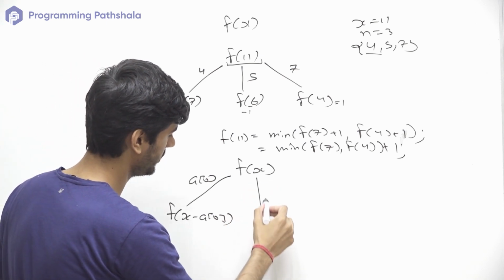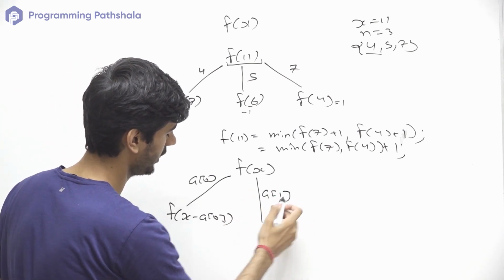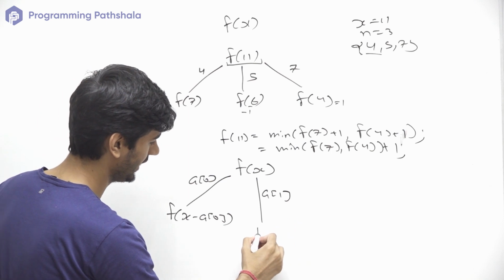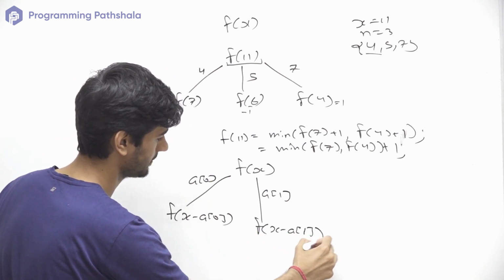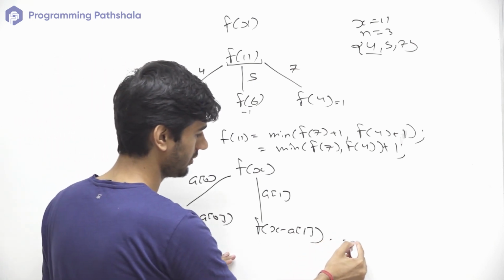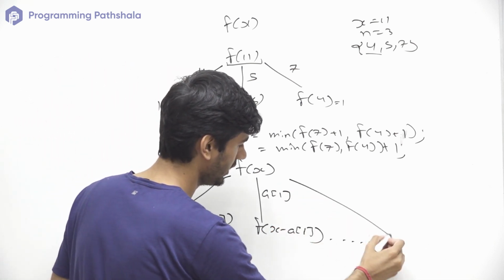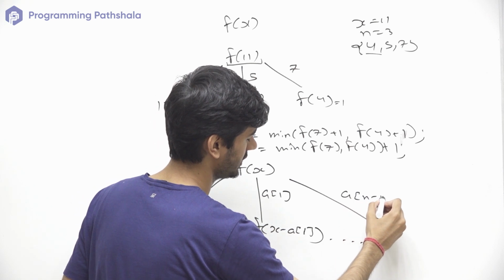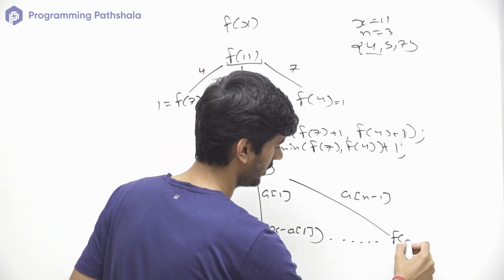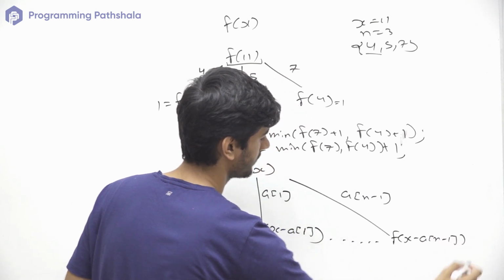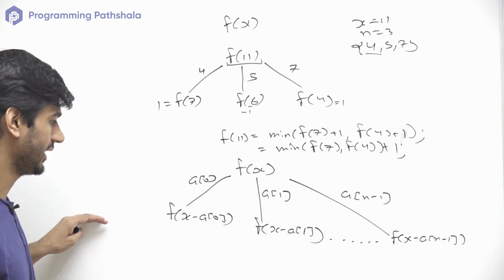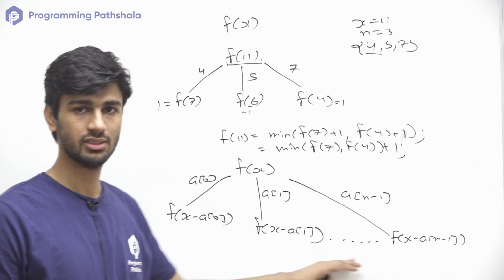Similarly, the second option could be to pick a coin with value a of 1. In that case, we will call f of x minus a of 1, right? Similarly, we will have more options, and the last option could be to pick the last element, which is a of n minus 1. In that case, we will call f of x minus a of n minus 1, right? So for a general case, we will have these n options.